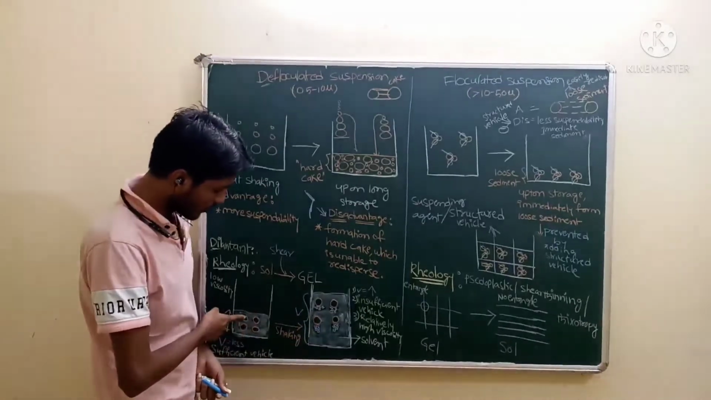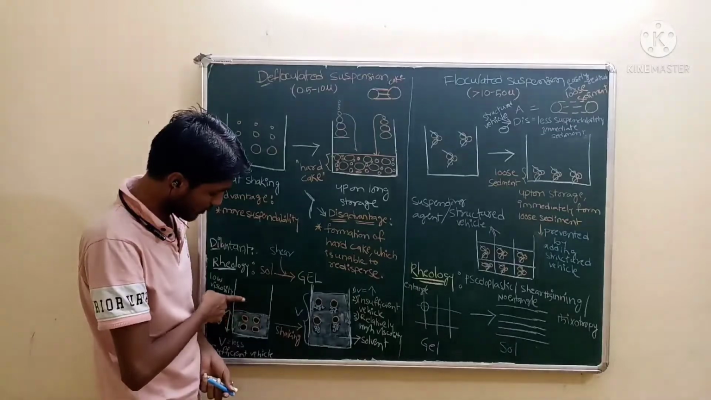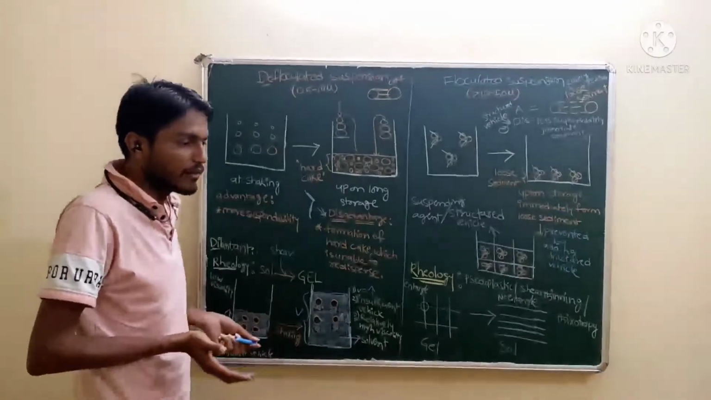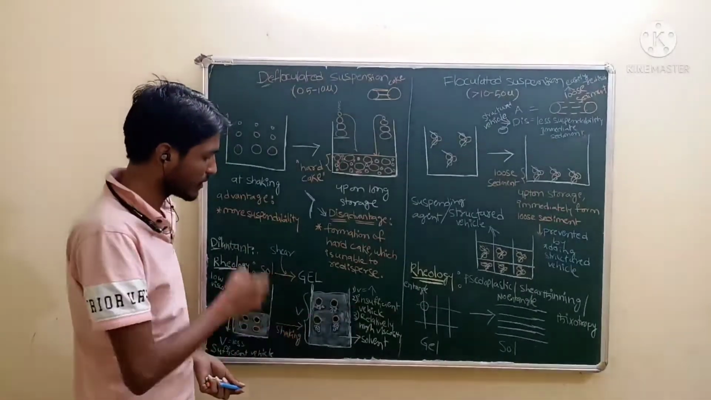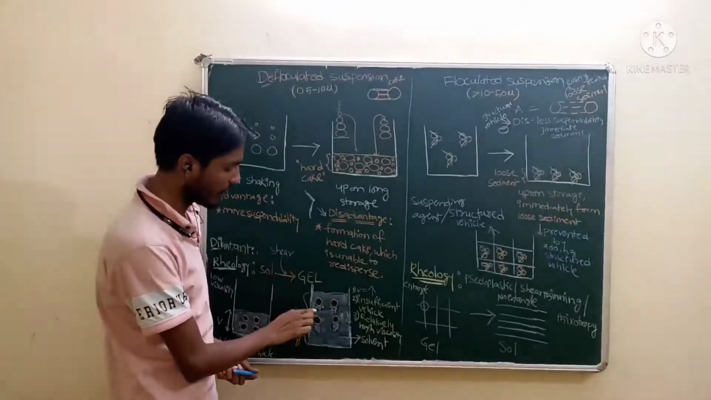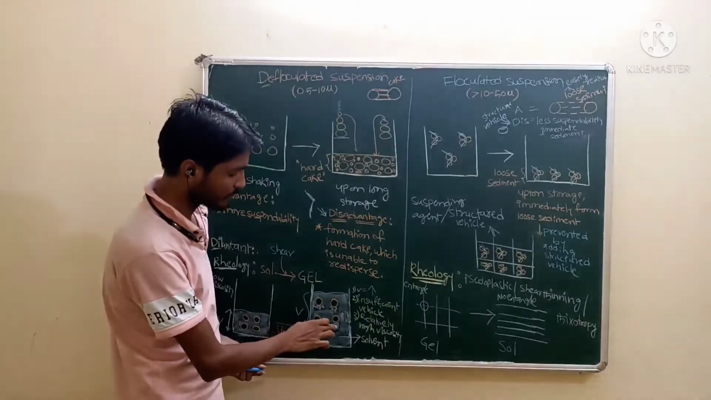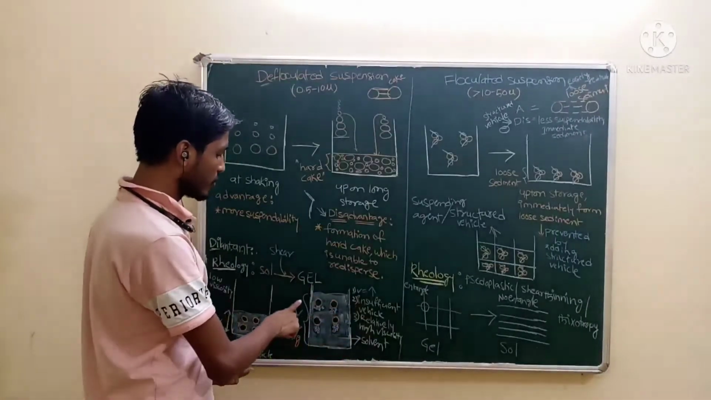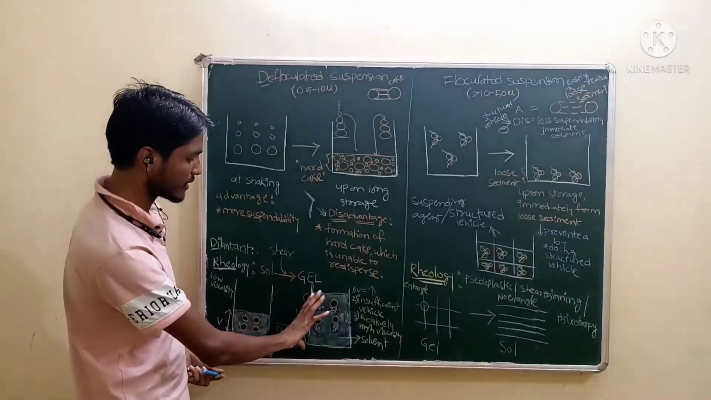When the particles move from this position to this position, there is a formation of a little gap. The solvent cannot immediately cover that space. Hence there is a formation of air bubbles. See, air bubbles are there, and the volume is increased. Here the volume is increased.